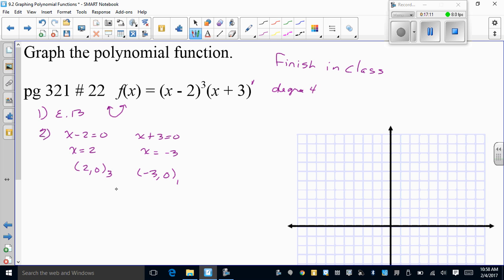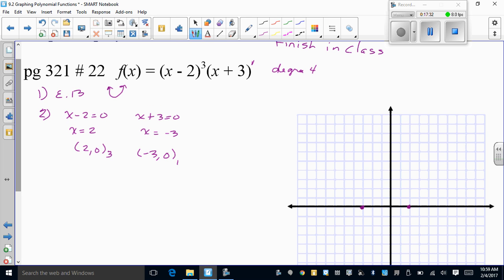At this point, the only other thing left to do is find all of our values. I can plot these points: here's (2, 0), and 1, 2, 3, (negative 3, 0). They're both going to cross through because they're odd on the multiplicity. But here's what we're going to do. We need the values of f of negative 4.